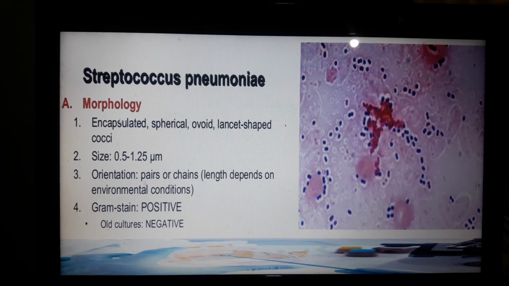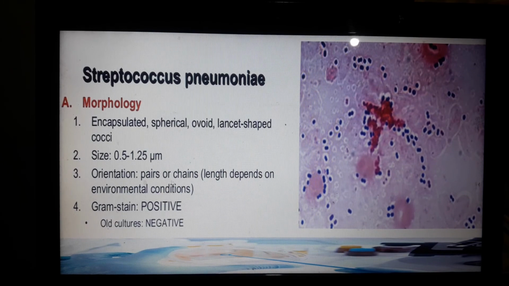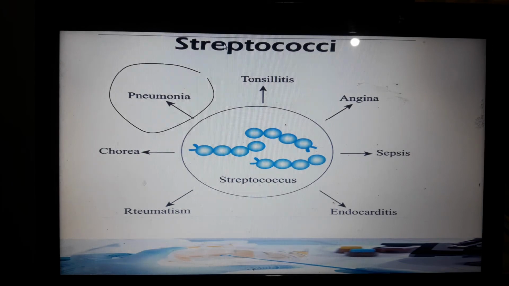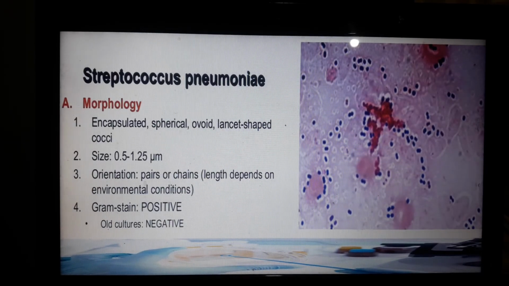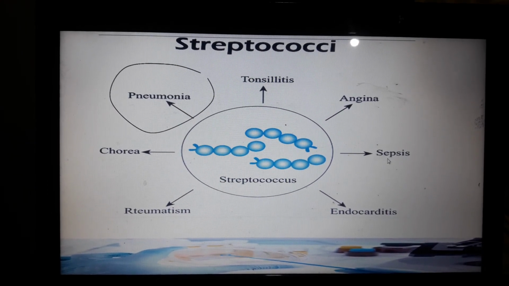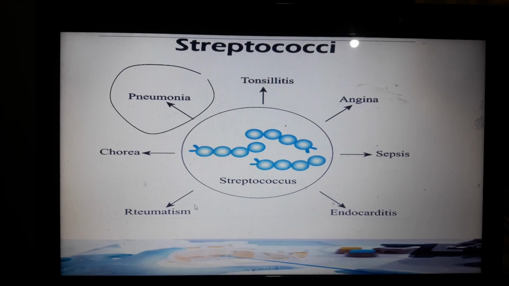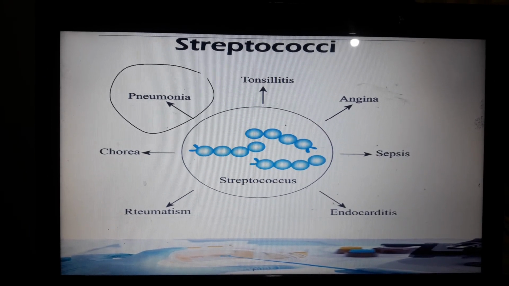And Streptococcus pneumoniae. Morphology: encapsulated, spherical, ovoid, lancet-shaped cocci. Orientation: pairs or chains. It is gram-positive, and all culture is considered negative. What are the streptococcal infections of pneumoniae? Pneumonia, tonsillitis, angina, chest pain, sepsis, endocarditis, rheumatism, and we have chorea, or involuntary muscle movement, like in speech and movement of the body.